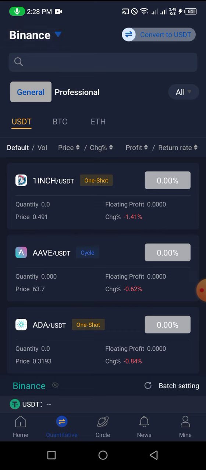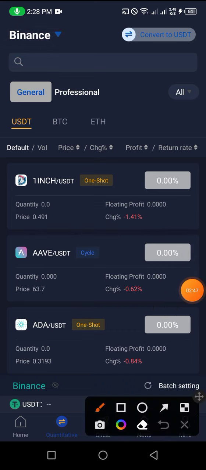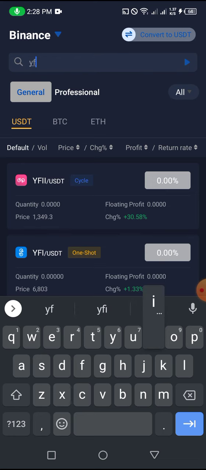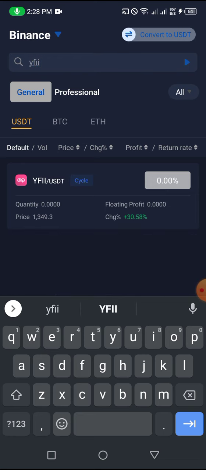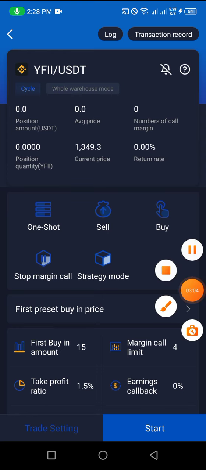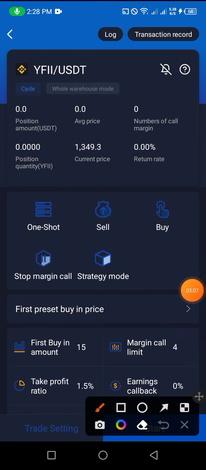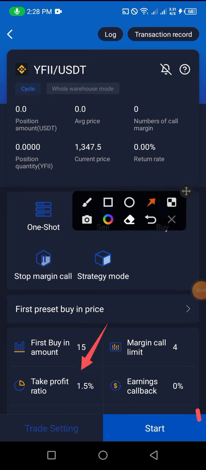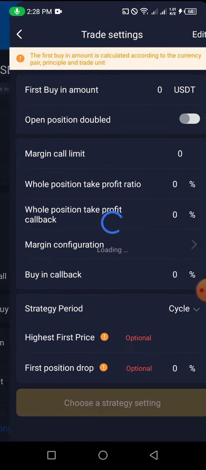And then since I'm already on the general list, I'm going to type here YFII. All right, so let me type YFII, and here it is. So I will tap on YFII, and then the next thing you're going to do is tap on the trade settings here. All right, so let's tap on that.